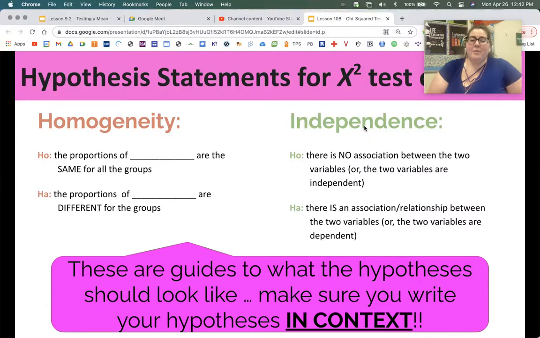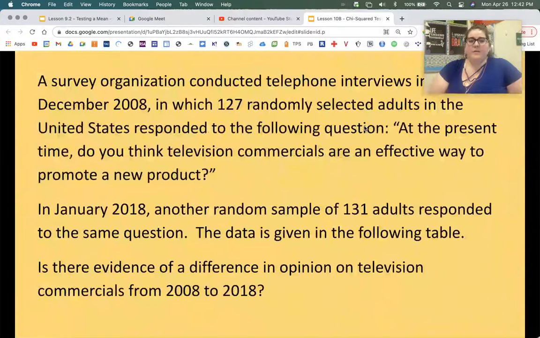These are guides to help you know what the hypotheses should look like, but we always are going to write your hypothesis statements in context. So include variable names, include group names, make sure you're being specific. So let's look at an example.